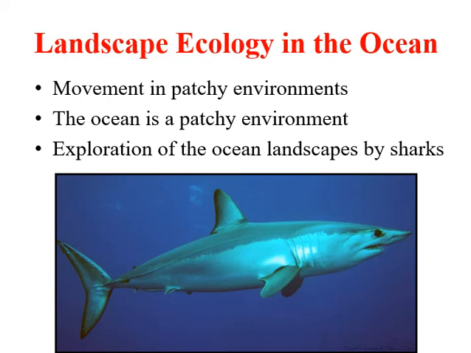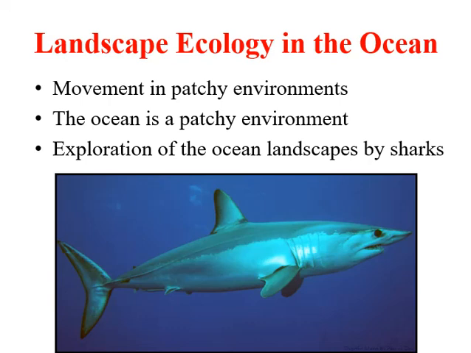The same is true in the ocean. The ocean is a fairly patchy environment. There are some places where you have vegetation along the shoreline anyway, so it's a similar situation as landscape ecology on land with the patches of vegetation. However, the patches in most of the ocean refer more to some kind of a resource, especially food.